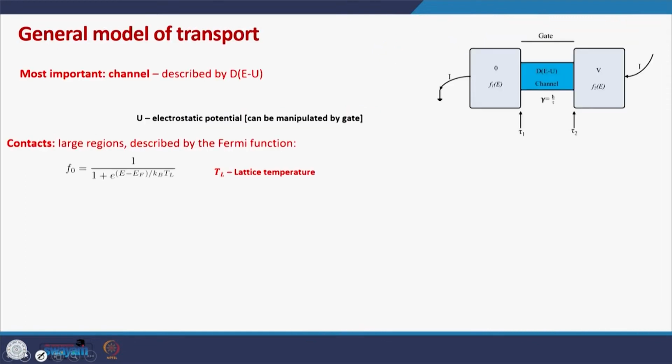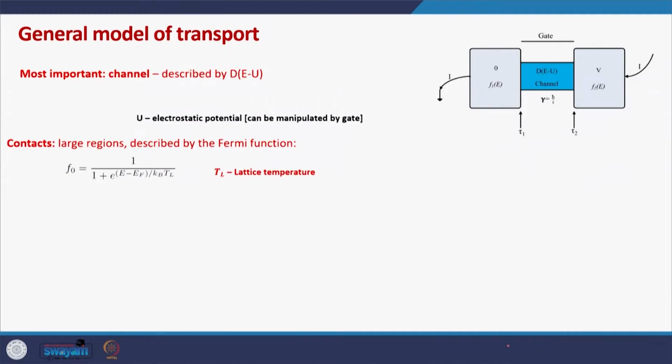So, with these things we will essentially start our discussion on how electrons travel through the device and what could possibly be the expression of the current through the device. So, that is essentially what we want to finally find out. We want to finally find out the IV characteristics of the device, which means what would be the current through the device when we apply a certain voltage across the device.